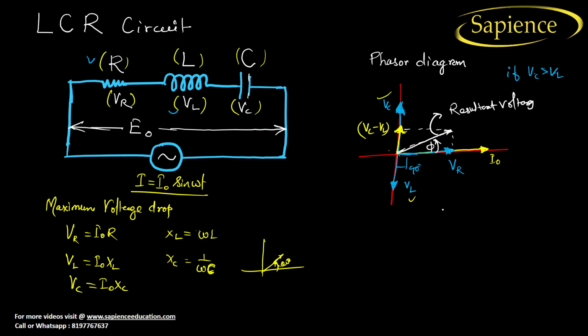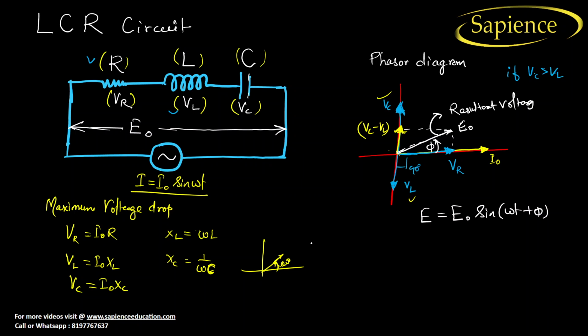So we need to find the resultant voltage. The resultant voltage can be written as E is equal to E naught sine omega t plus phi. Why? Because it is making an angle phi. Now we need to find E naught. How will you find E naught? This is E naught, because it is the resultant of the voltages, that is, the maximum voltage. So the maximum voltage can be calculated by vector addition.